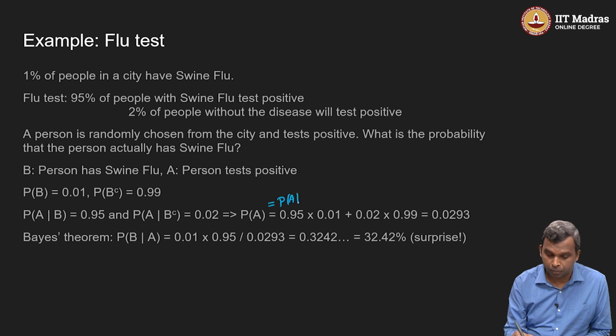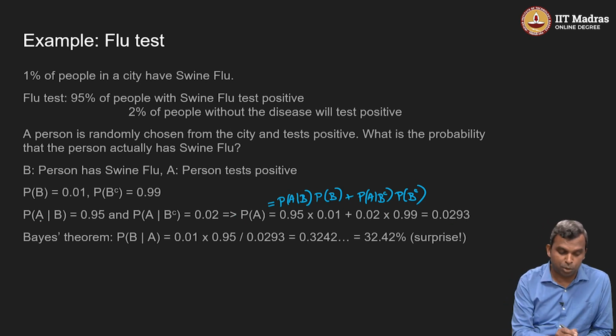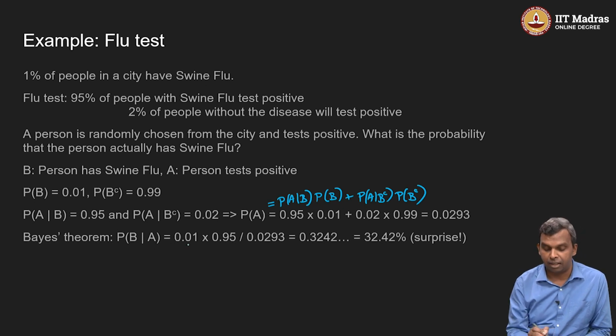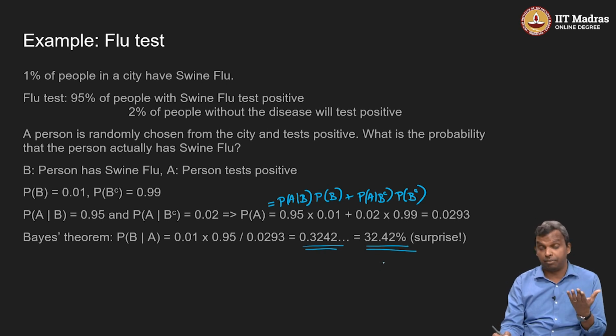P of A given B times P of B plus P of A given B complement times P of B complement. I have just plugged it in here, I got P of A. So here's a situation where I have P of A, I have P of A given B, P of B. I know I can use Bayes' theorem and find P of B given A, and just plug in and look at the surprising answer. Are you surprised by this answer? 32.42. You've tested positive. Given that you've tested positive, given all these other statistics about the test, there's only a 32% chance that you actually have swine flu.